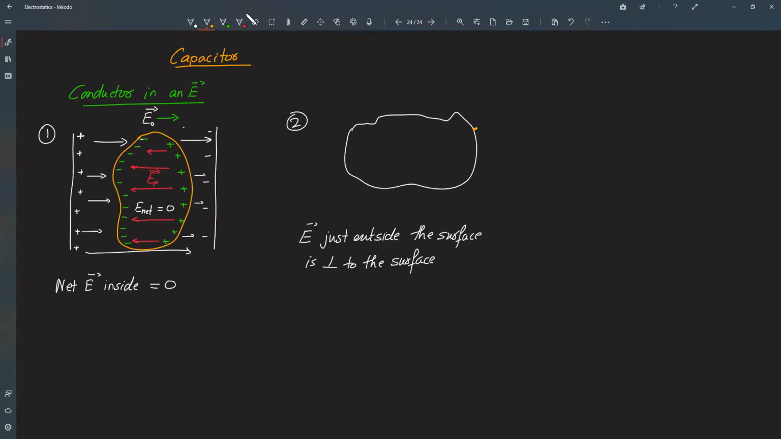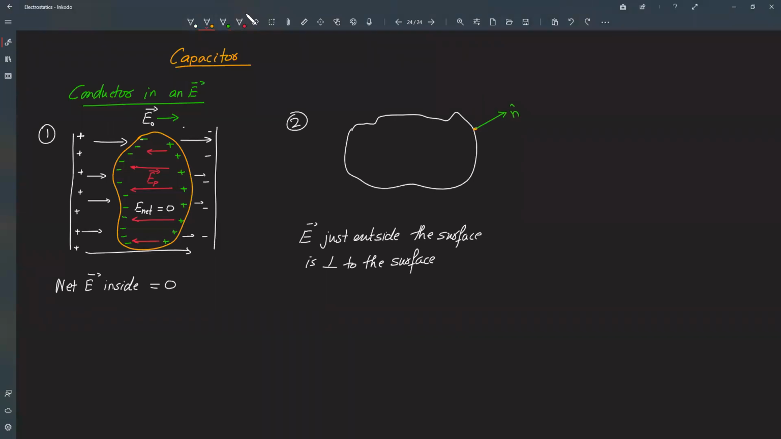Suppose this is the direction of the normal to the surface. So we are saying that the electric field will be in that direction. Now, how to prove that? Let's say the direction is not that and the direction is somewhere over here.